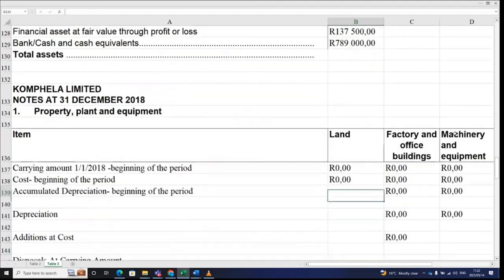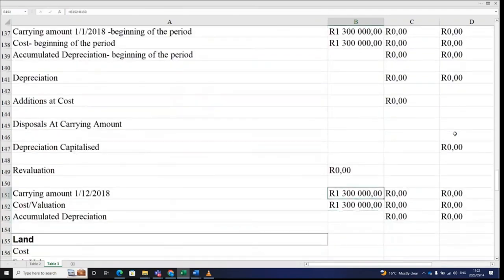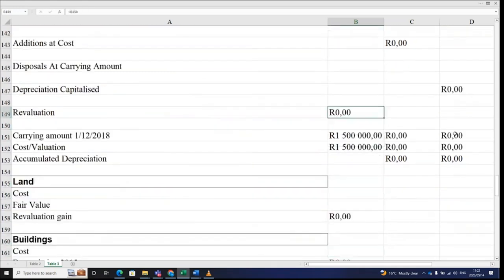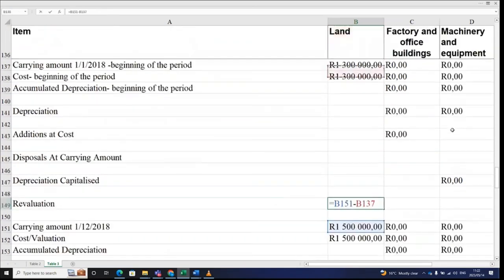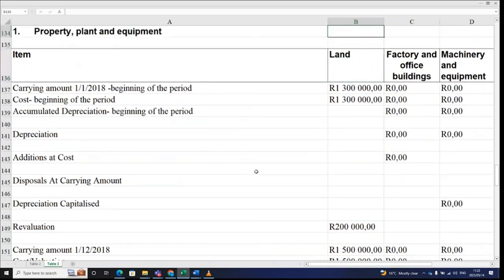Okay. Right. So we know that this land was acquired in 2015, as the question said, at a cost of 1.3 million. Then we know it was valued for the first time, and the valuation date value is 1.5 million. Therefore, the revaluation of this land will be 200,000. So we are at the PPE note now, and we've done the land portion because it was easier.